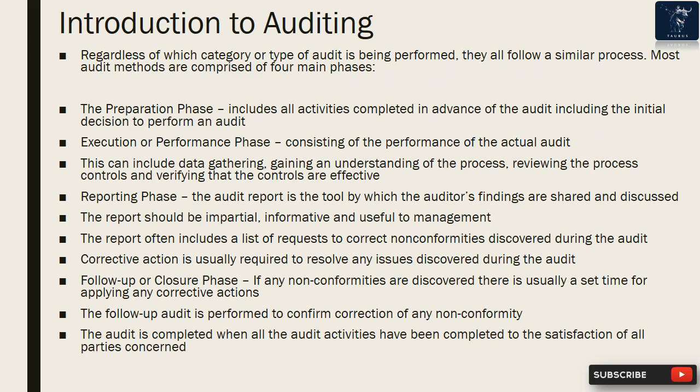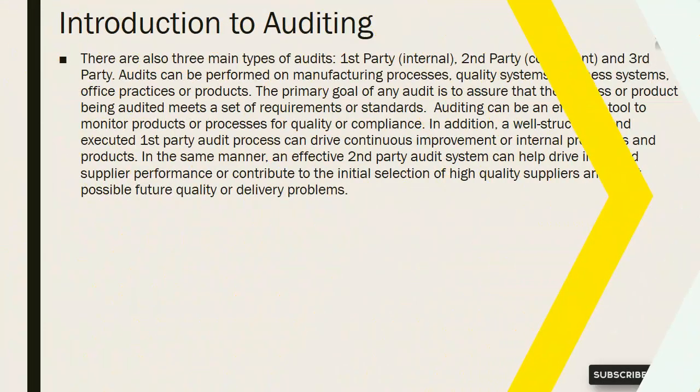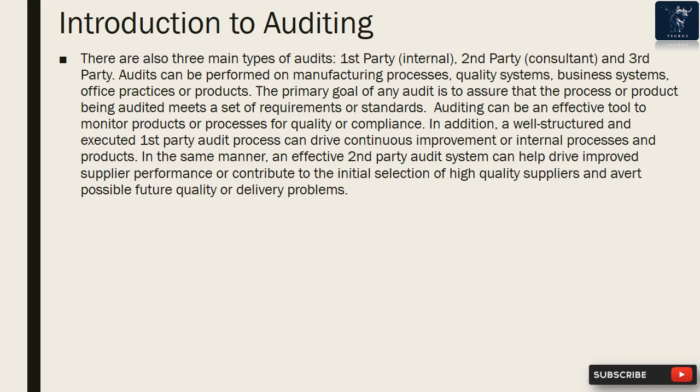Follow-up or closure phase. If any nonconformities are discovered, there is usually a set time for applying any corrective actions. The follow-up audit is performed to confirm correction of any nonconformity. The audit is completed when all the audit activities have been completed to the satisfaction of all parties concerned. There are also three main types of audits: first party, internal; second party, consultant; and third party.